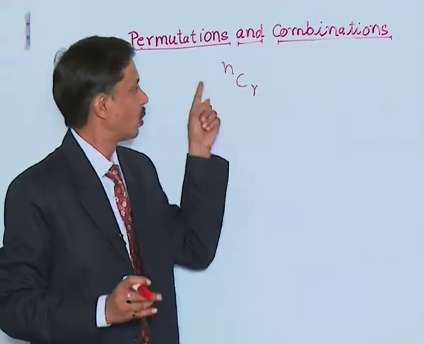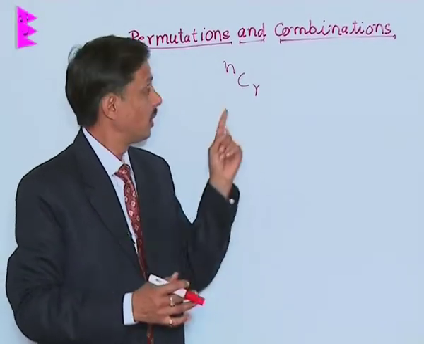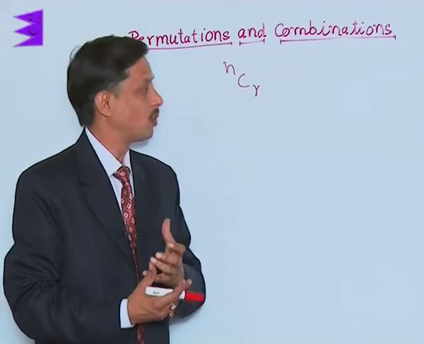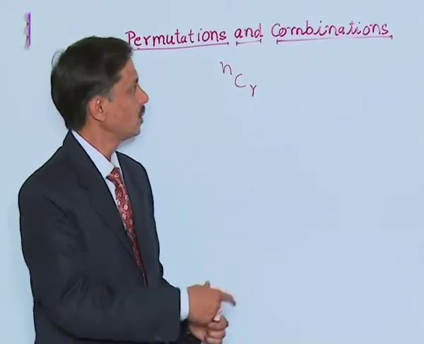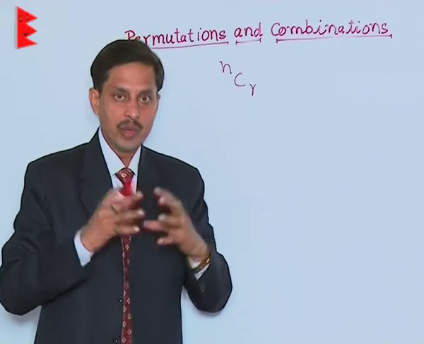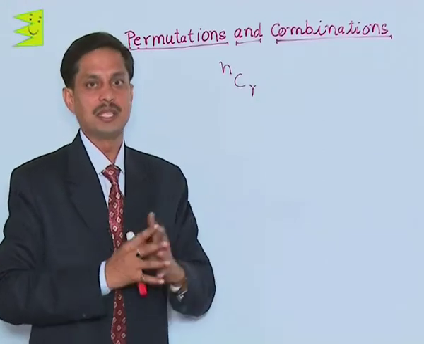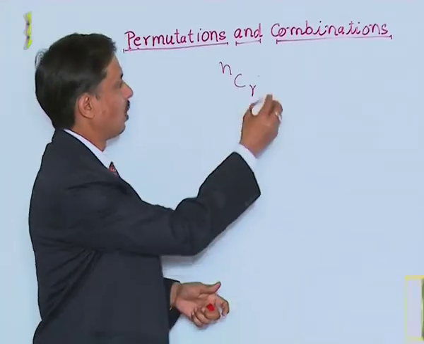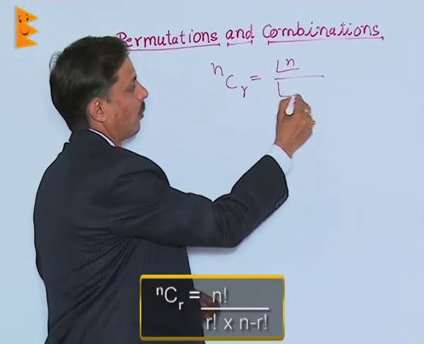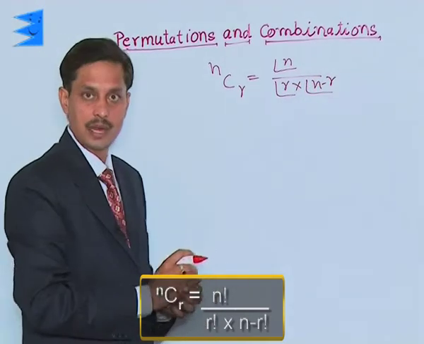nCr means out of n objects we want to select r, and if it is nPr, it means that we want to arrange r objects out of n. So, to explain combinations, always remember that where selection is applicable, combination is required. The formula of nCr is factorial n upon factorial r into factorial n minus r.